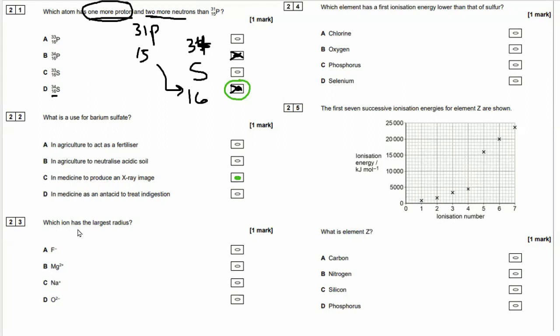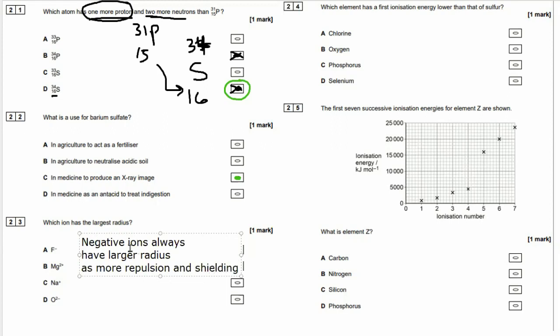Which ion has the largest radius? Negative ions always have the largest radius. So if you have a mixture of positive and negative ions, go for the negative ions. Why? Because they've got extra electrons, so there's more repulsion, more shielding. The outer electrons are pushed further away from the nucleus. And the ion here with the biggest negative charge is O2 minus compared to F minus. So, yeah.